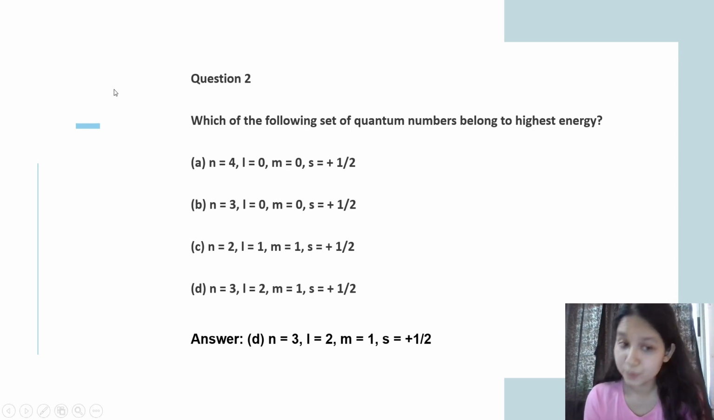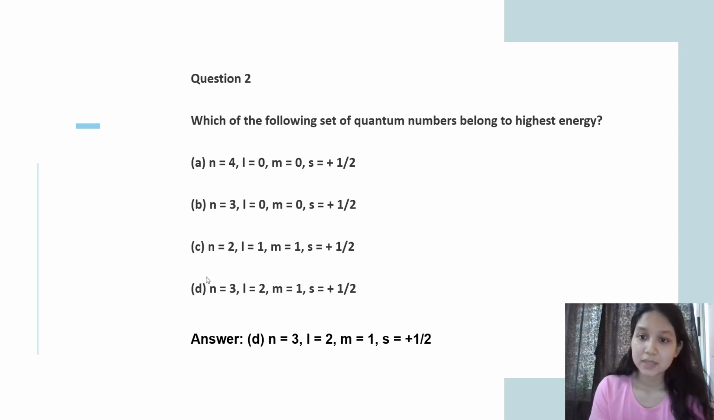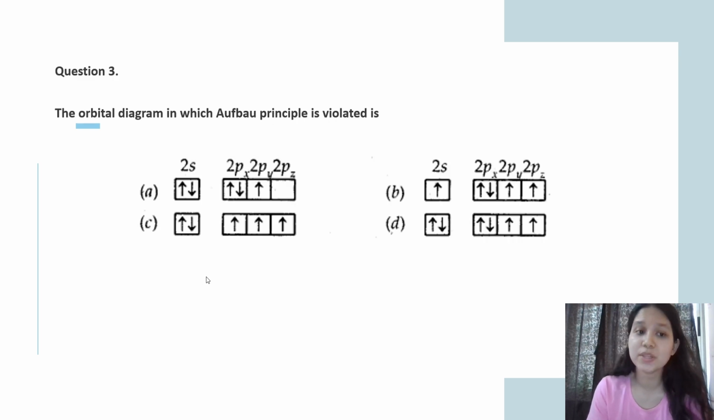Do not get confused with option number A, where principal quantum number is 4, because here the addition is 4, but here in D the addition is 5. So this was the question number 2, and let us move to question number 3. The orbital diagram in which above principle is violated is. So here four sets of electronic configurations are shown.